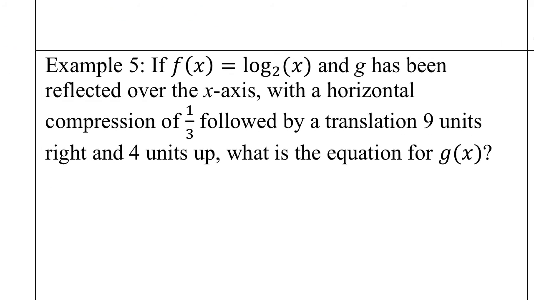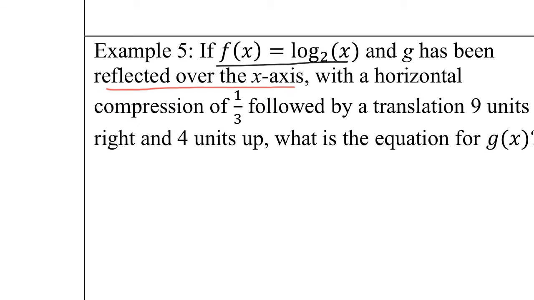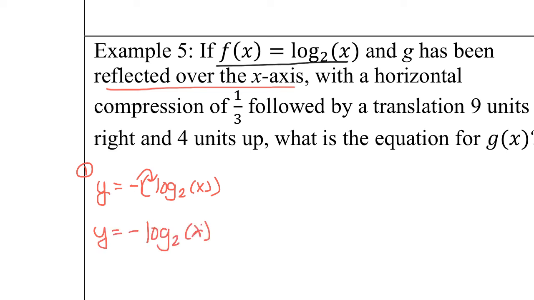If f of x equals log base 2 of x, and g has been reflected over the x-axis with a horizontal compression of 1/3, followed by a translation 9 units right and 4 units up, what is the equation for g of x? So again, we're starting with this log base 2 of x. So the first thing is that g has been reflected over the x-axis. So if it's the x-axis, that means your a value is a negative 1. So your first thing is putting a negative 1 times the entire function. But negative 1 times a log is just negative log base 2 of x.